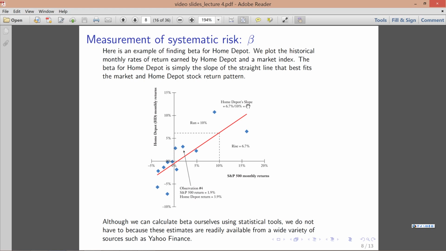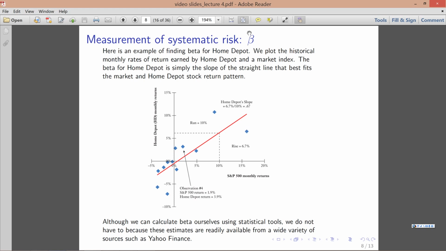Now, how do we interpret beta? The way we interpret this 0.67 is that when the market return changes by 1%, Home Depot's return changes, on average, by 0.67%. So that's the way to interpret it.